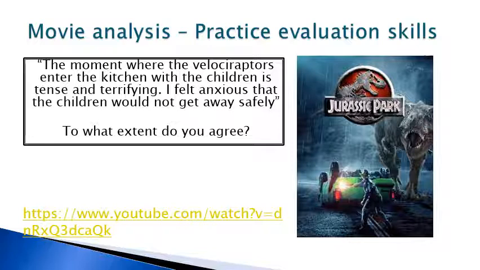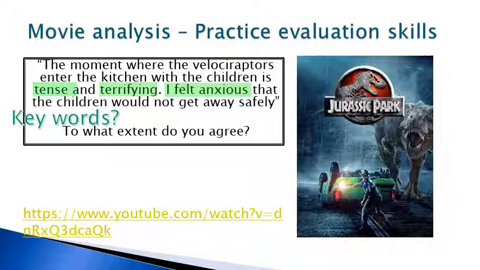The moment where the velociraptors enter the kitchen with the children is tense and terrifying. I felt anxious that the children would not get away safely. To what extent do you agree? So let's have a look for the keywords. Tense, terrifying, I felt anxious. So those are the keywords that you were evaluating.